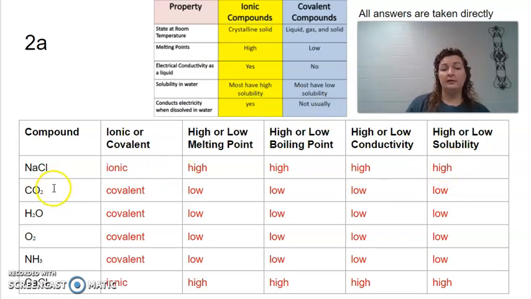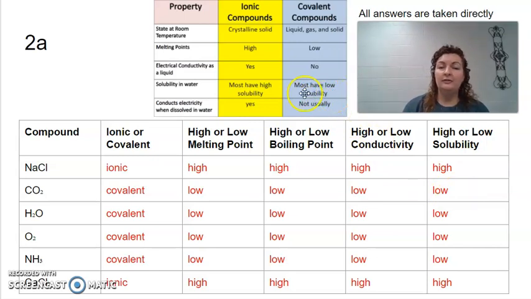Let's go ahead and look at carbon dioxide. Carbon and oxygen are both nonmetals, so it's covalent. So now we're looking at our covalent data. High or low melting point. Well, our melting point is low, so we said low. High or low boiling point, again, we can say these kind of go hand in hand, so low. Conductivity, our conductivity says no conductivity and not usually. So we're just going to go ahead and say low, right? That's a good educated guess there.